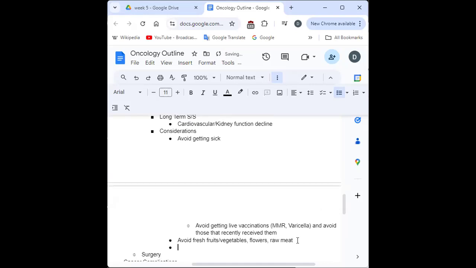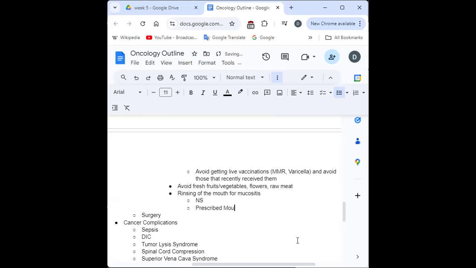Another thing to consider is good rinsing of the mouth for the mucositis. With the rinsing of the mouth, you can do normal saline or prescribed mouthwash. I've seen it at the hospital. I've had a cancer patient. I can't remember the name of the medication, it was a while ago, but it was a prescription mouthwash. So you don't want to just give them any mouthwash. It has to be a prescription mouthwash. So if you were asked a question on can a CNA do the mouth rinsing, can they do the mouth rinsing if it's normal saline?